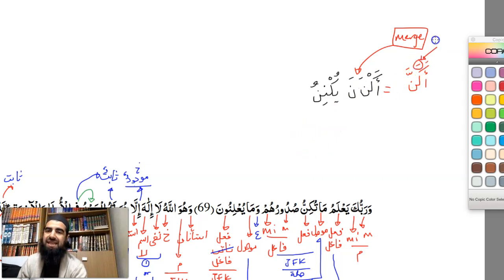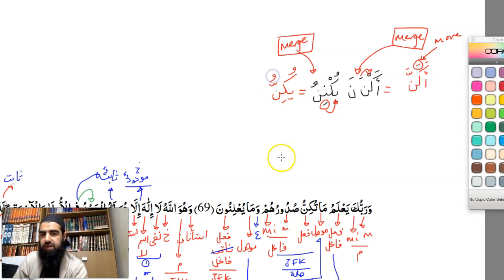So it becomes akanna, onto there. Aknana becomes akanna, because when you merge two letters, one has to be sakin, one has to be voweled. And the other one, yukinnu, same thing. So originally it was yukninu, merge the two together, right? And then shift the kasra onto the kaf, yukinnu, akanna. Right, and that's a bit of sarf for you today.